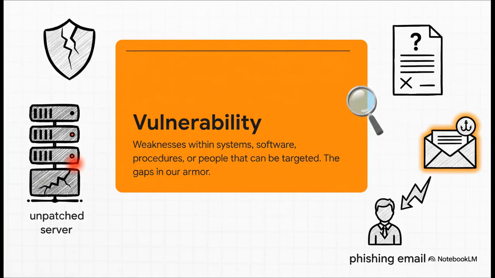First up, we've got vulnerability. Just think of this as a gap in your armor. It's an internal weakness. It could be a server you totally forgot to patch, a company policy that's kind of confusing, or that one employee who just clicks on everything in their email. Finding these is step 1.